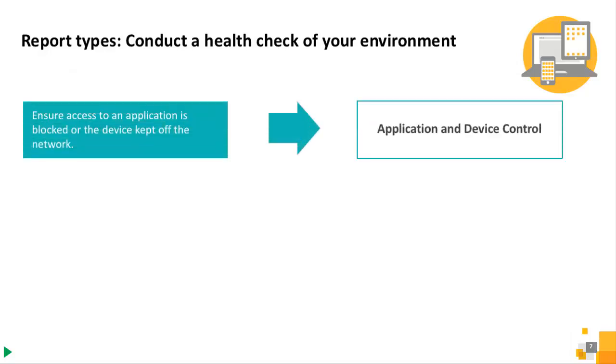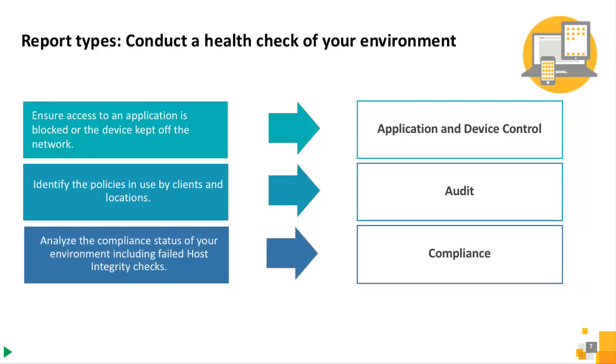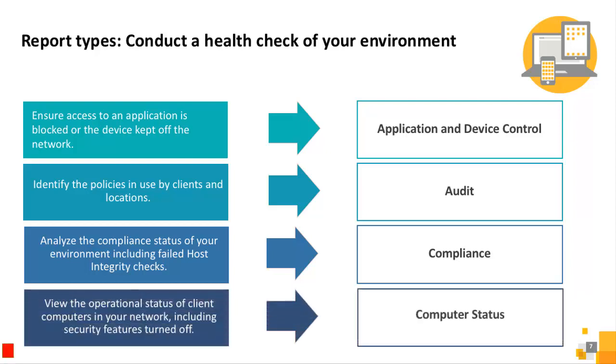Application and device control reports enable you to ensure access to an application is blocked or the device is kept off the network. You review policy information that clients and groups use with audit reports. You analyze the compliance status of your environment, including failed host integrity checks, with compliance reports. Computer status reports allow you to view the operational status of client computers on your network, including whether security features are turned off.